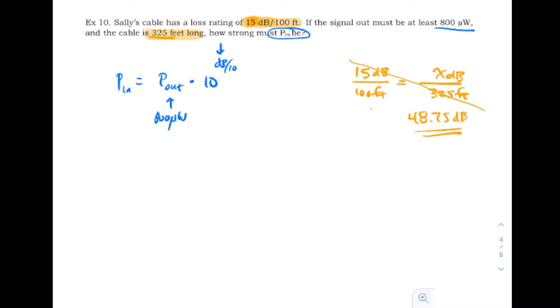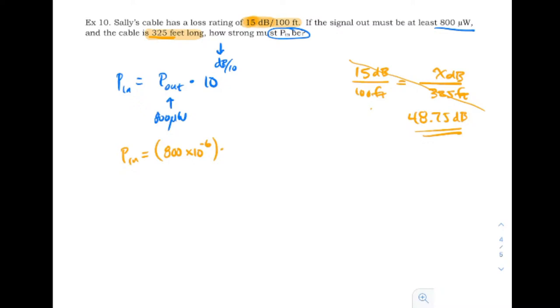So in a 325-foot length of wire, it's not 15 decibels, it's 48.75 decibels. So what's my formula looking like over here? Let's try this again. Pn is equal to 800 microwatts. Now, when things are getting weird, remember, you can always use your times 10 to the X button, the one on the bottom center of your calculator. And remember, micro is 10 to the minus 6. So I can enter it this way.